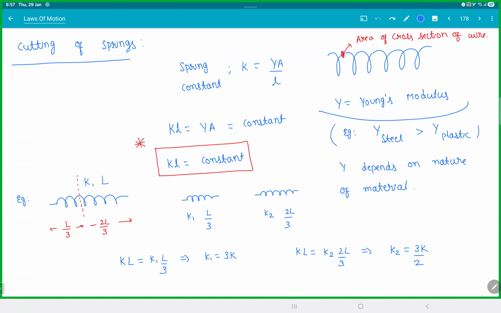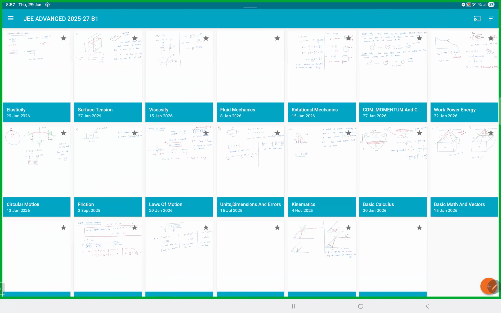Y is called Young's modulus, A is the area of cross section and length L. At that time you didn't know all this. But I hope you remember this formula though. We kept on using this. K into L is constant. So this thing was from there, page 178, laws of motion. So I'll write it down here. You can refer.